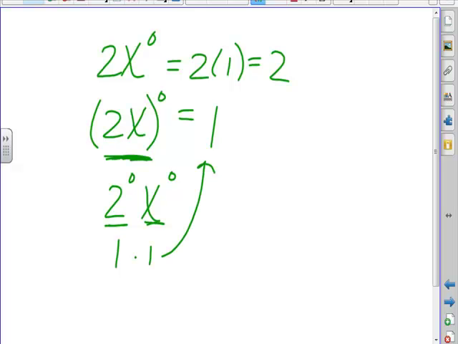So we just need to be careful about how we're looking at things when they're in exponents, with exponents and fractions in particular. That's it for section 7.2.